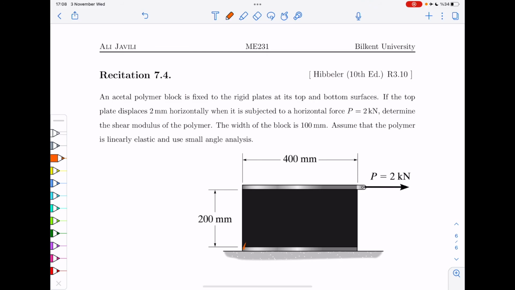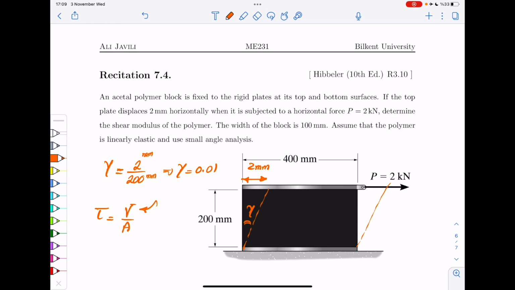Let's say this thing deforms like that, and this angle is gamma. The question tells you that under this force, you get 2 millimeters. So this is 2 millimeters. Obviously, gamma is small, so we use the assumption that sine equals theta and so on. We would just approximate gamma by 2 divided by 200, so 2 millimeters divided by 200 millimeters. So gamma is 0.01. That's shear strain.